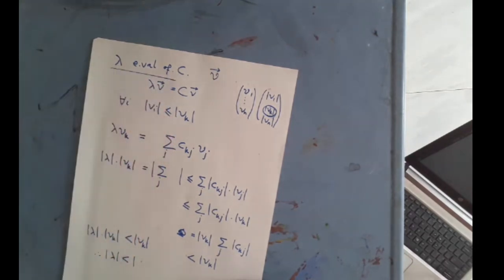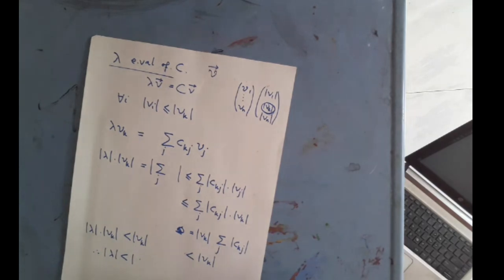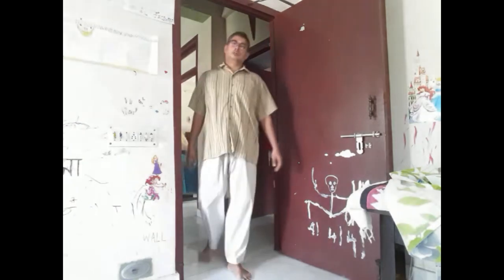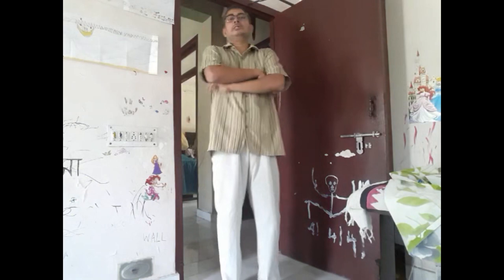I took any arbitrary eigenvalue, I have shown that this is less than 1. Hence, I can say that the spectral radius of C must be less than 1. And that shows that Gauss-Jacobi method must converge. So that was the proof of Gauss-Jacobi method.